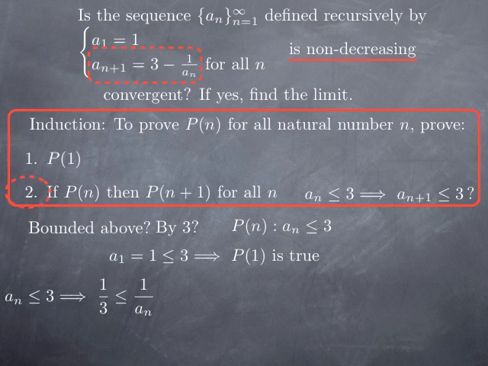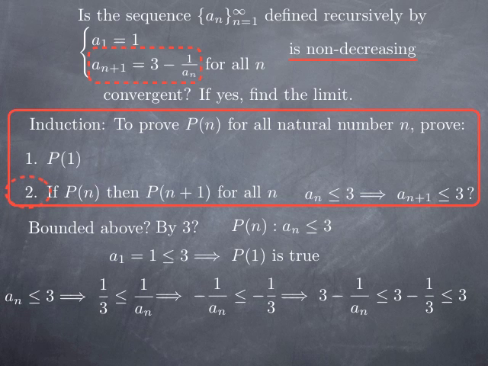So if a_n is less than or equal to 3, when I take the reciprocals, I reverse the direction of the inequality, and 1/3 is less than or equal to 1 over a_n. When I multiply by negative 1, I reverse the direction of the inequality again, and I get negative 1 over a_n less than or equal to negative 1/3. Adding 3 on both sides preserves the direction of the inequality, so I get 3 minus 1 over a_n is less than or equal to 3 minus 1/3, which is of course less than or equal to 3. But 3 minus 1 over a_n is really a_(n+1), so I have obtained a_(n+1) is less than or equal to 3.